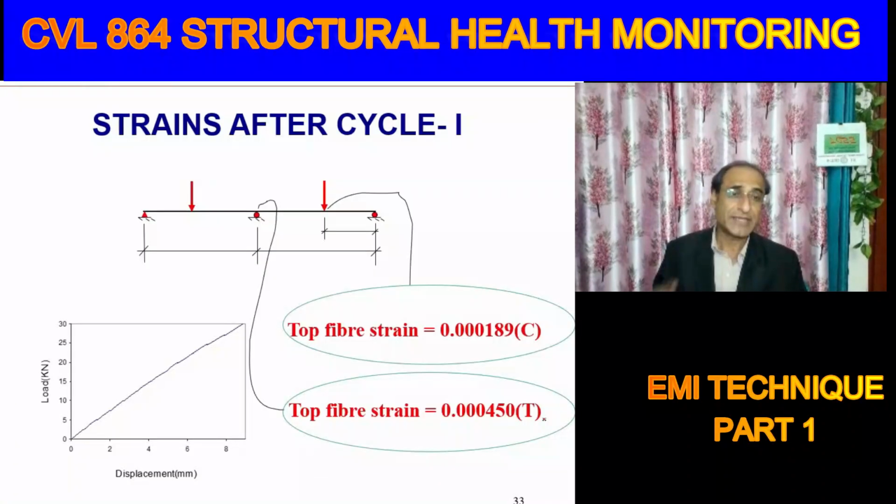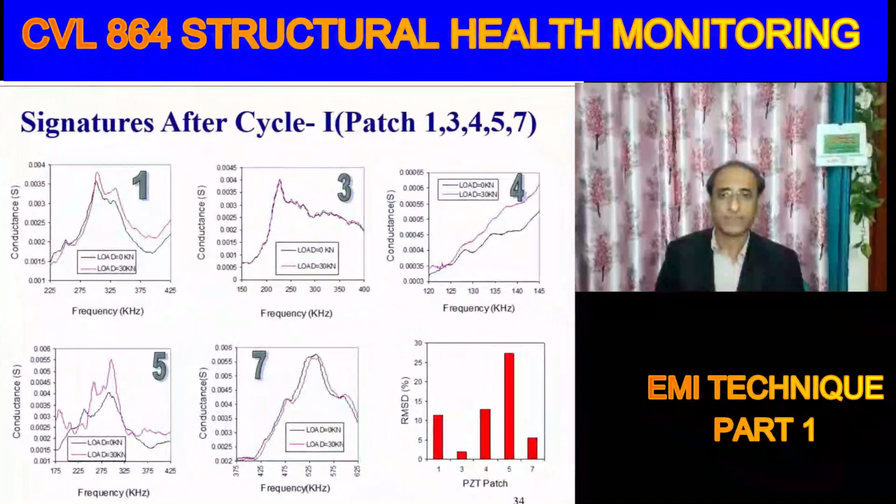And at the top, the top fiber strain was in tension and a bit high. Now tension strain and compression strain. So if we are talking 189 in compression and we are comparing it with 450 microns in tension, so 450 microns is giving rise to a lot of cracks. They are tensile cracks now. So the surface would be full of cracks in the case of tension, but in compression they would not be that visible. And these are the signatures after cycle 1.